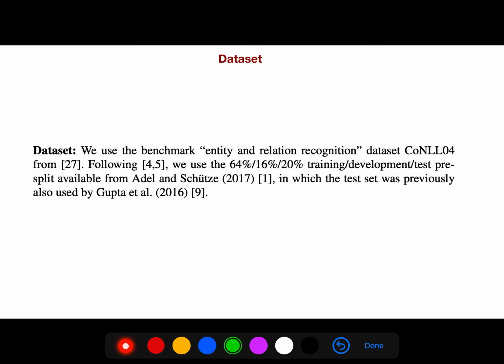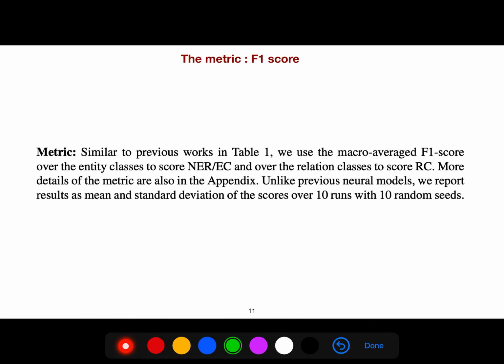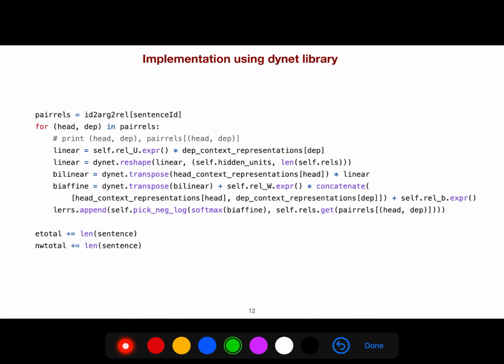And so the dataset that they use is just CoNLL04, and the metric is F-score as usual. And this is the implementation in DyNet. Oh, by the way, DyNet is just like the PyTorch library. If you see, all of the methods are very similar to that. For example, instead of torch, we use dynet.